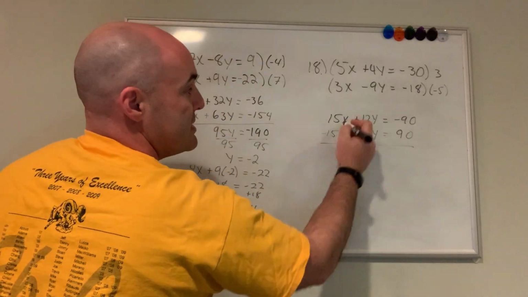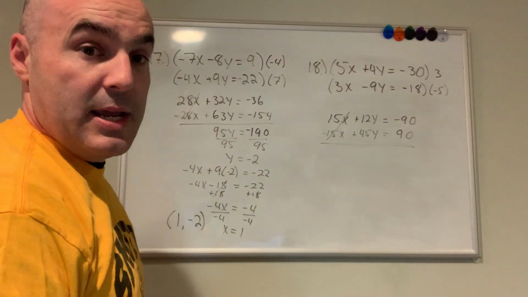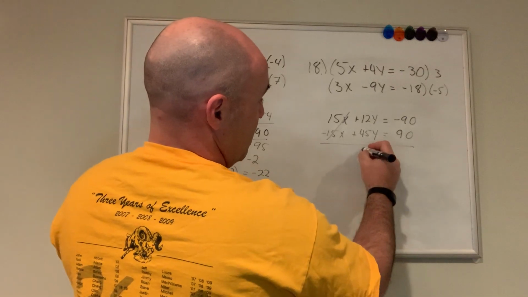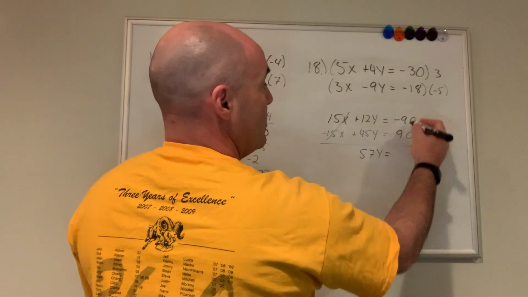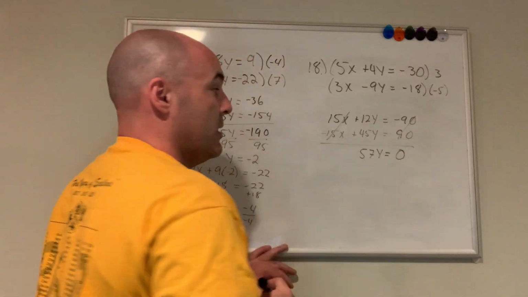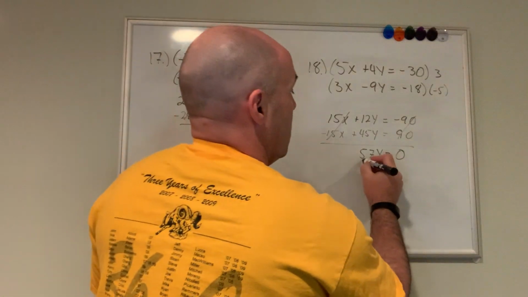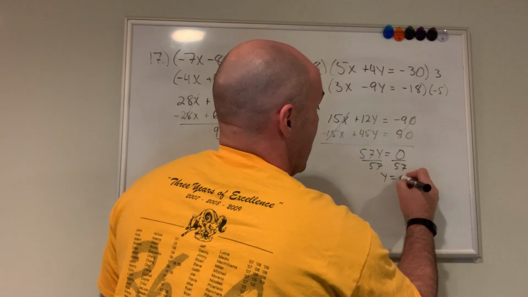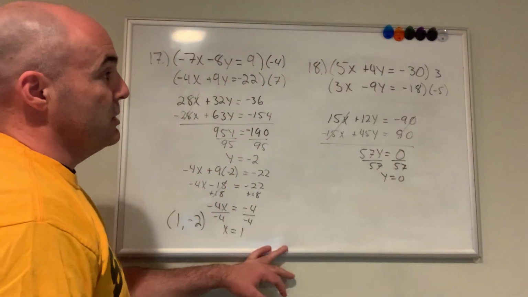Now, anything plus its opposite is 0, so the x's eliminate. The y's give me 57y is equal to, hey, great, awesome, we get a 0 on that side. We'll divide both sides by 57. So y is equal to 0. This is going to make life really easy.